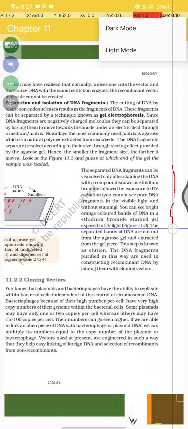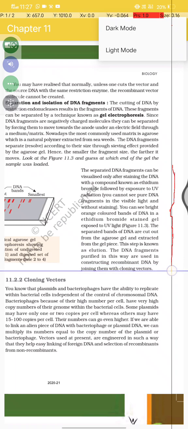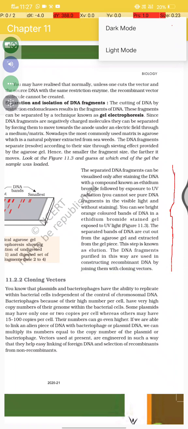In Figure 11.3, the separated bands of DNA are cut out from the agarose gel and extracted from the gel piece. This step is known as elution. DNA fragments purified in this way are used in constructing recombinant DNA by joining them with cloning vectors.